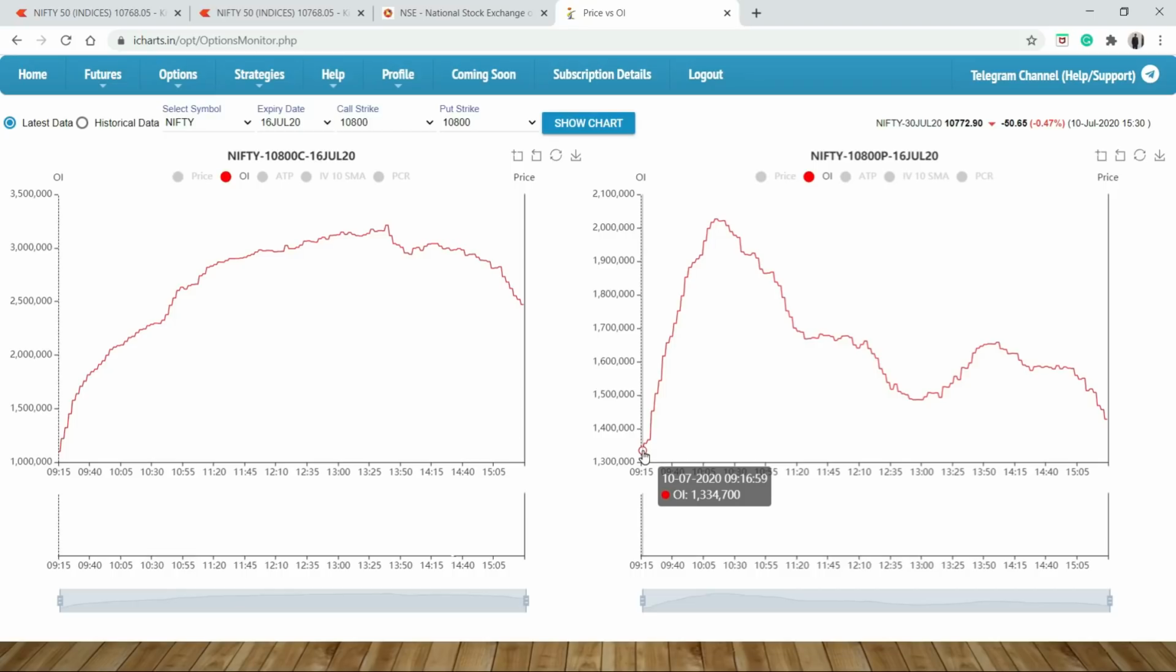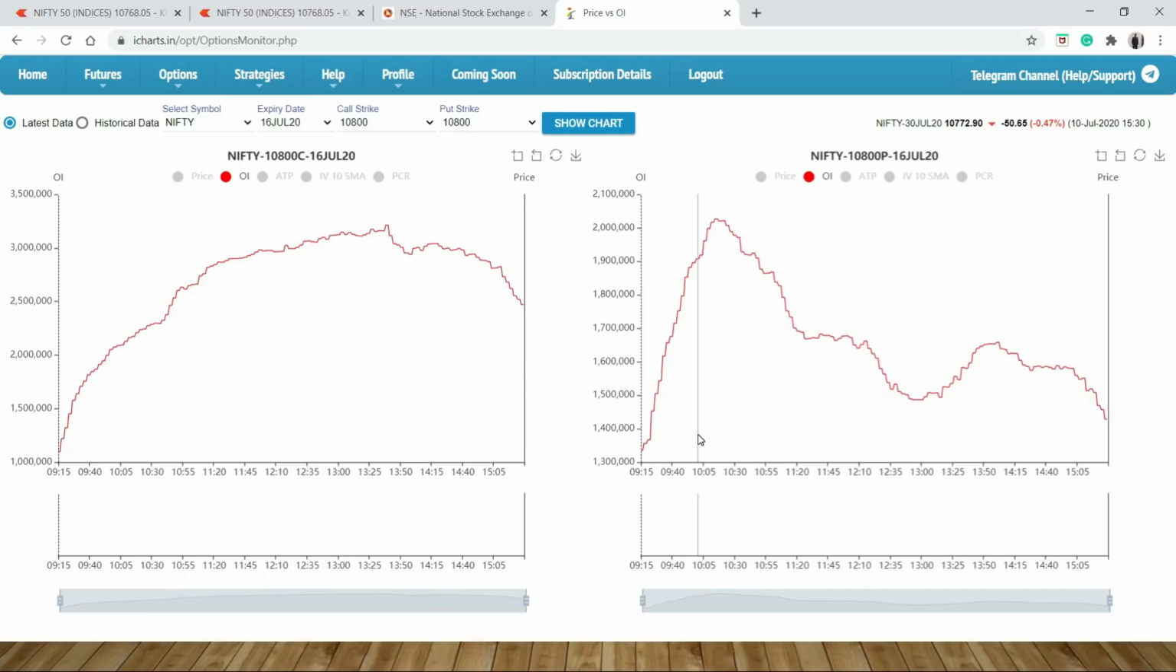34,700 put is already there in the 10,800 put, and again we have to check every 5 minutes, and I just go directly to 10 o'clock. At 10 o'clock, 19 lakhs 7,000 put will be there in the cumulative open interest. So on the put side, only 6 lakh put writers added in the 10,800 put.